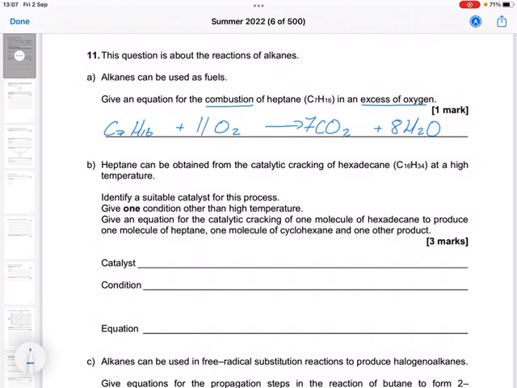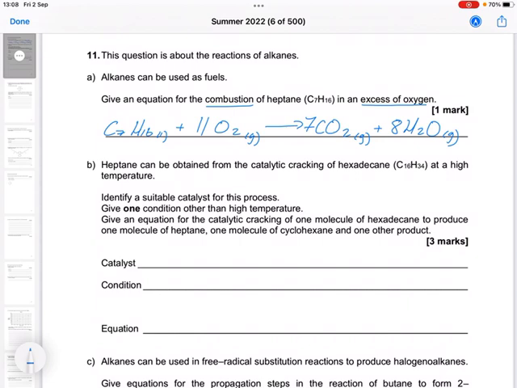Always a good idea to put the state symbols in. If they are required, then obviously they're there and you need to get them right. But if they're not required, it doesn't matter if you get them wrong. So this is likely to be a liquid. That's a gas. That's a gas. And under normal combustion, that would be a gas. But if it said the standard enthalpy change of combustion, that would be a liquid.